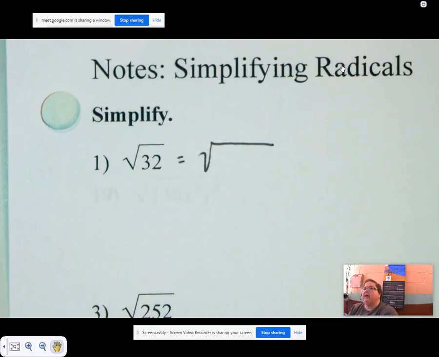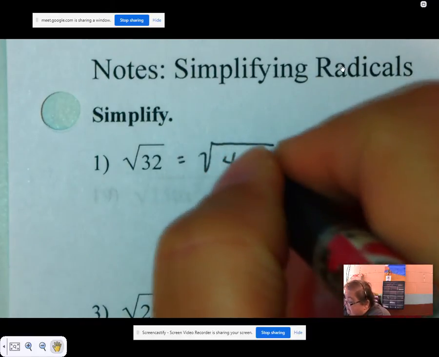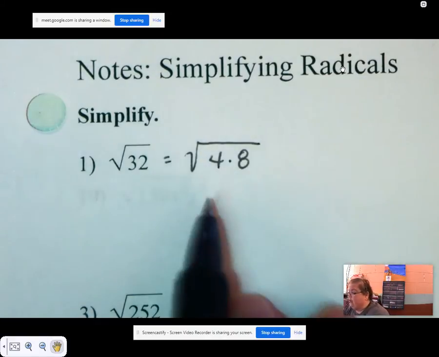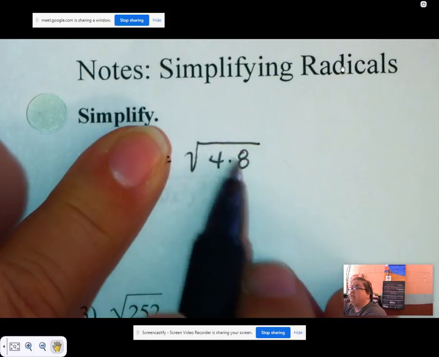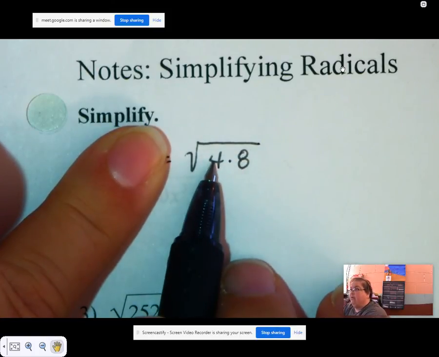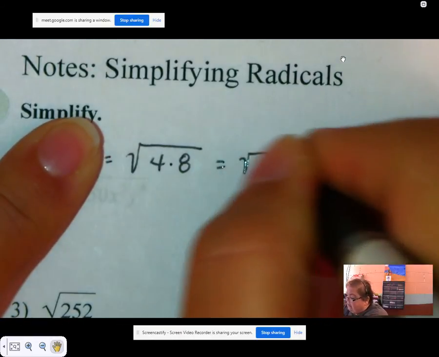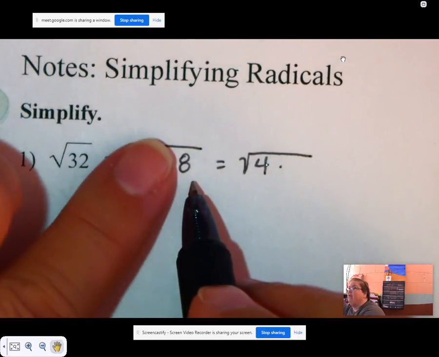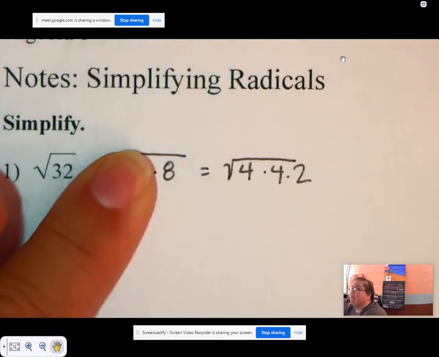So, what I do is break down the number. What can I multiply together to get 32? Somebody tell me. 4 times 8. I agree. We have to keep going until there are no perfect roots inside. So 4 is a perfect, yes? Okay? But there is a perfect, so I got to bring the 4 over. But there's a perfect in 8. What can I multiply together to get 8? 4 times 2.